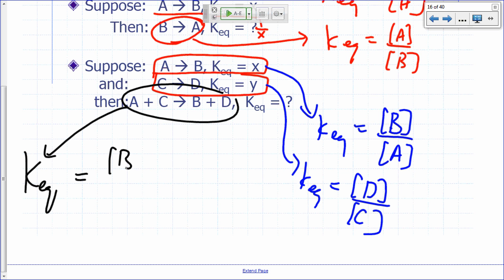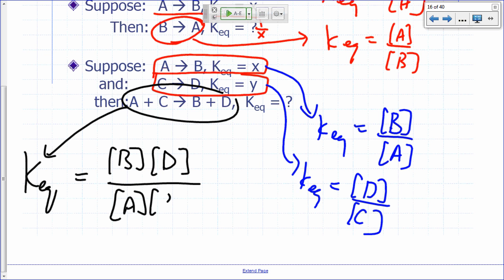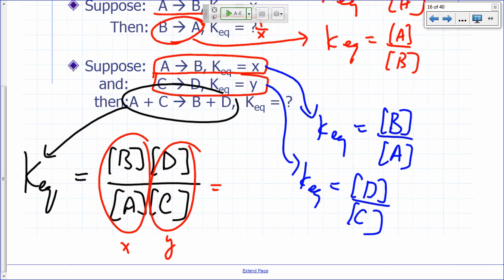Products, B times D, over reactants, so concentration of A, concentration of C. What do you notice here? B over A is X, right? And D over C is Y. So KEQ here is equal to X times Y. So if you add up two reactions, you'll find that the KEQ for the resulting reaction is just the product of the original KEQs. Okay?